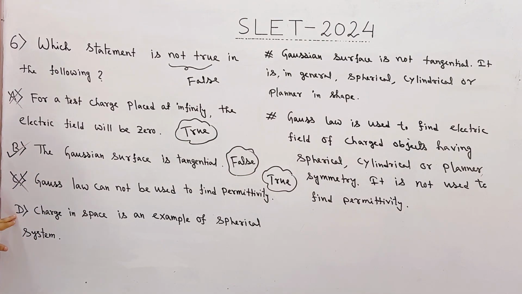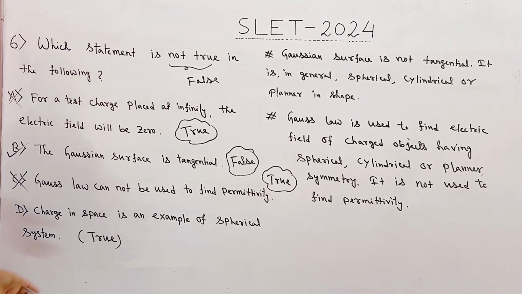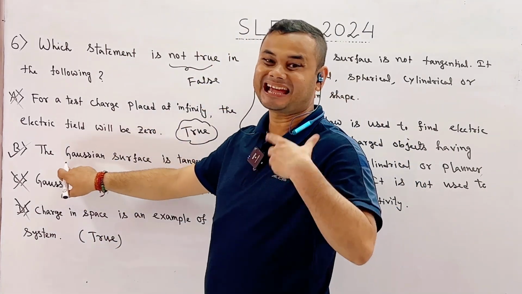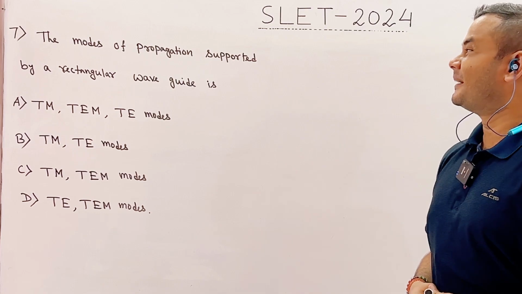Next, move to option D. According to option D, charge in space is an example of spherical system. This is true statement. Since this is true statement, so therefore option D is also incorrect. Okay? So we have seen that option B is the correct answer to the question number 6. Okay? Next, problem number 7.